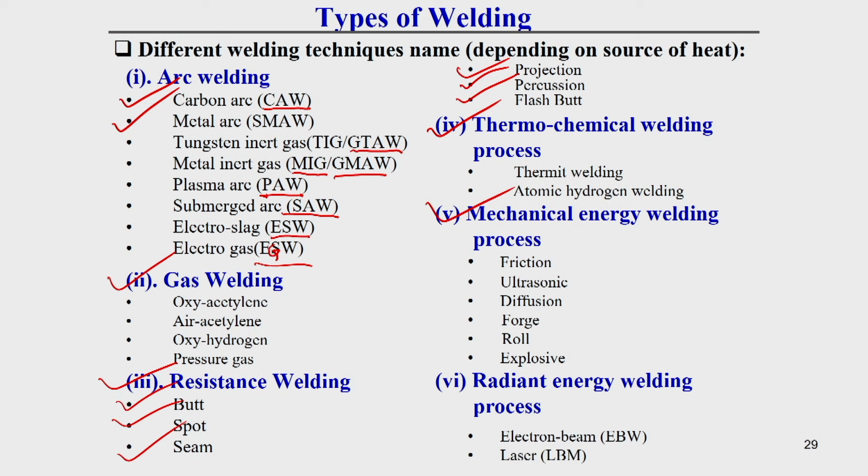Then in mechanical energy welding process, we will get frictional welding process, ultrasonic welding process, diffusion welding process, force welding process, roll welding process and explosive welding process. And the last category is radiant energy welding process. Generally in this radiant energy welding process, we can get heat from radiant energy. That is why this is called radiant energy welding process. It can be electron beam welding, whose short form is EBW, and laser beam welding, that means laser LBW. This should be W.